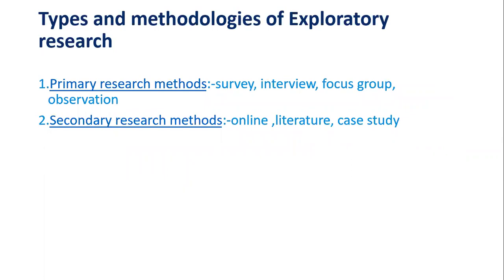Okay. The types and methodologies of exploratory research, what we exactly do is the primary research methods and secondary research methods. So in a primary research method, we go for survey, interview, focus group, and observation. And in secondary research methods, we can get some data from online surveys, online data, literature which has been published already, and we can go through the case study also.